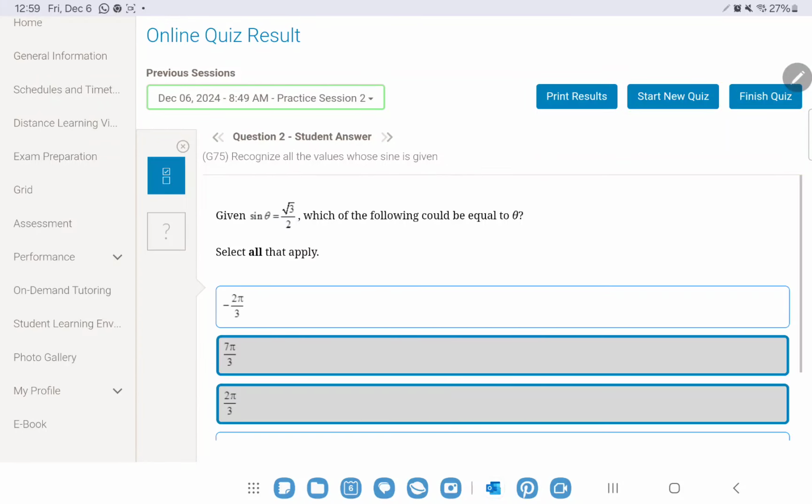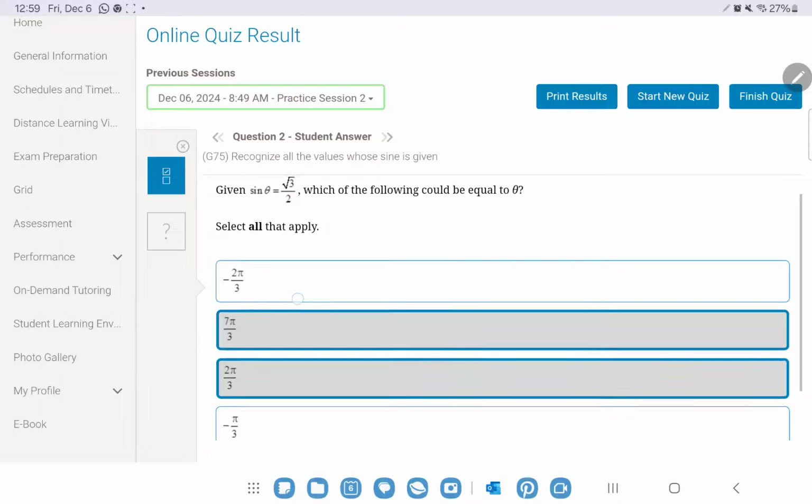Okay, so now the next question. Here, there's a way I find the easiest to solve it, not using radicals, because many people get confused the minute we use radicals. So listen, given sine theta is radical 3 over 2, which of the following is equal to theta?